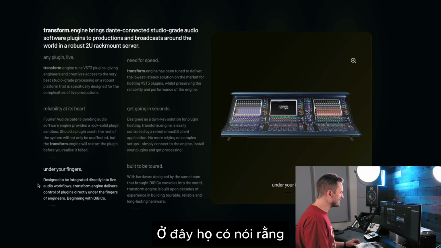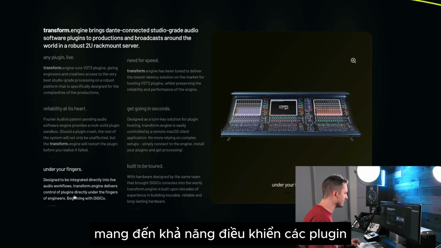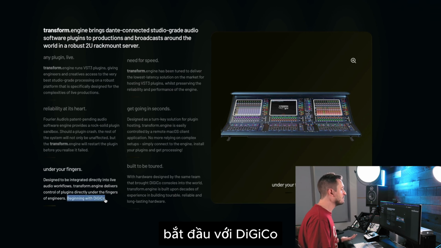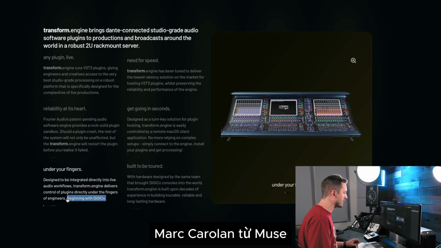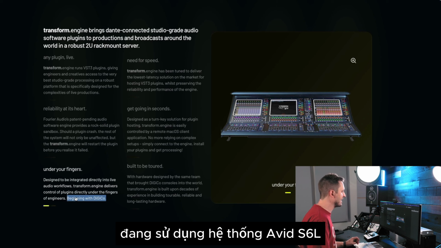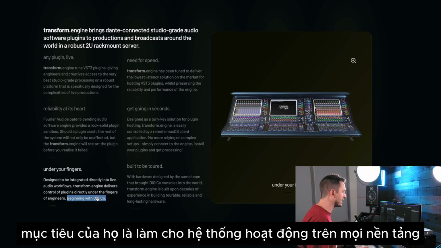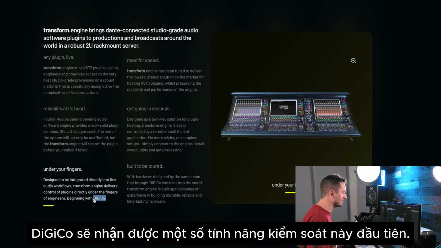So they're saying that this is designed to be integrated directly into live audio workflows. It's going to deliver control of plugins directly under the fingers of engineers, beginning with Digico, which obviously makes sense. I will say I know there have been a couple of beta testers like Mark Carolyn from Muse, who's running an Avid S6L system. And so obviously it's working with more than Digico. I believe their intent here is to make it work with any platform, but it does look like Digico might get some of this controllability first.